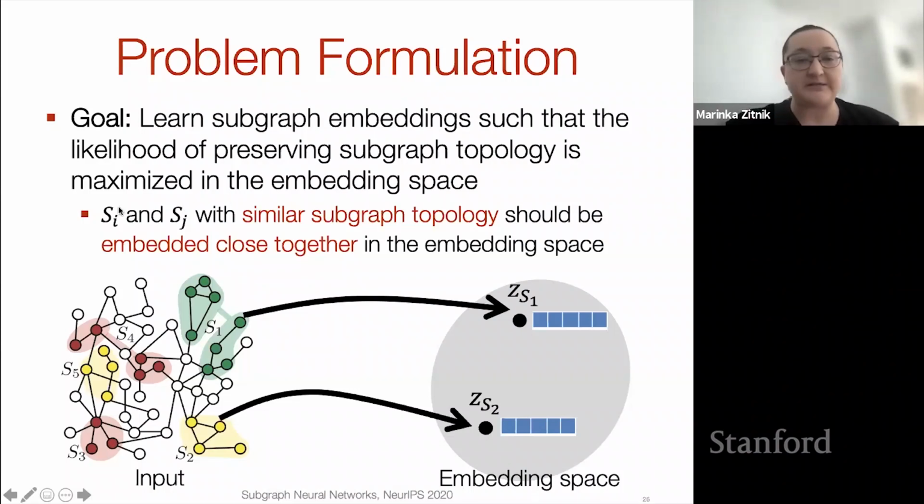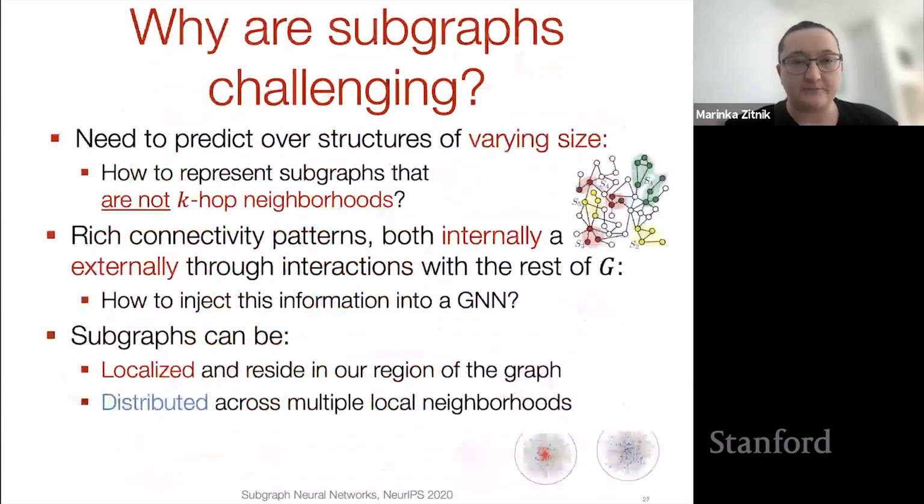So that means that the input consists of some underlying graph G and a large number of subgraphs that have labels. And the goal is to learn subgraph embeddings such that two subgraphs S sub I and S sub J that have similar subgraph topology, and I will define next what that means, should be embedded close together in the embedding space. So represented by nearby points in the embedding space that we want to learn.